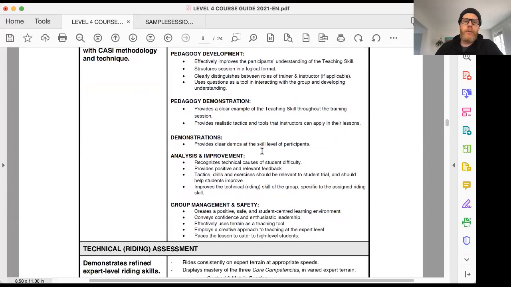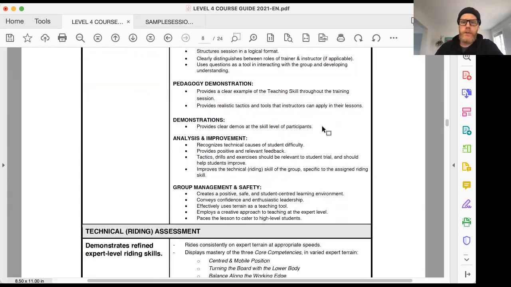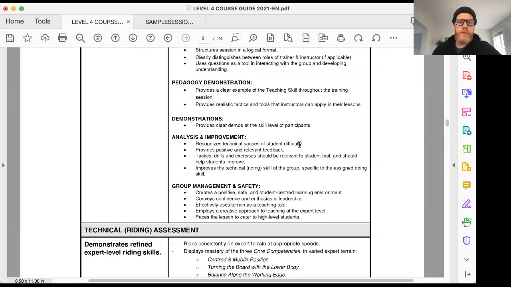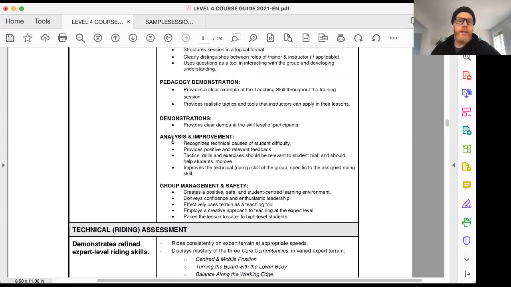And then we have some of the other ones that carry over from the teaching. So your demos, that they're clear and at the skill level of your participants, and they are relevant to what you're introducing on the technical side. And then analysis and improvement, as usual, that you're recognizing any causes of difficulty. You could apply these points around analysis and improvement not only to your session participants' riding skills, but also their ability to use this teaching skill.